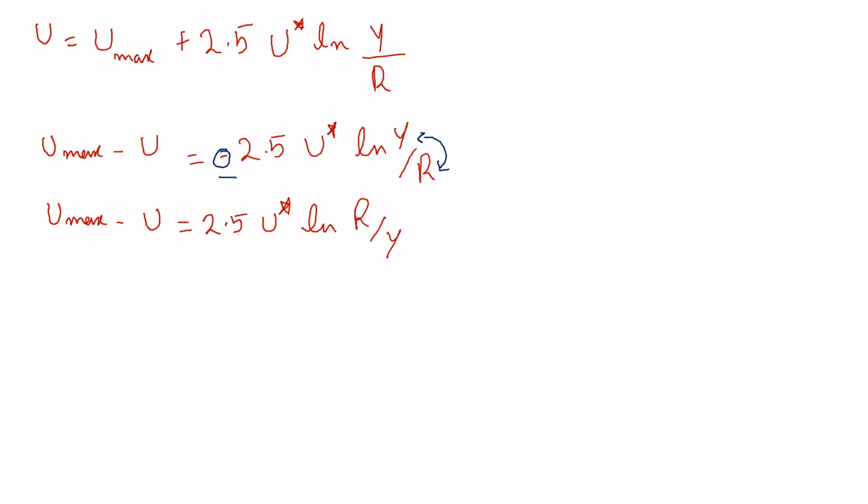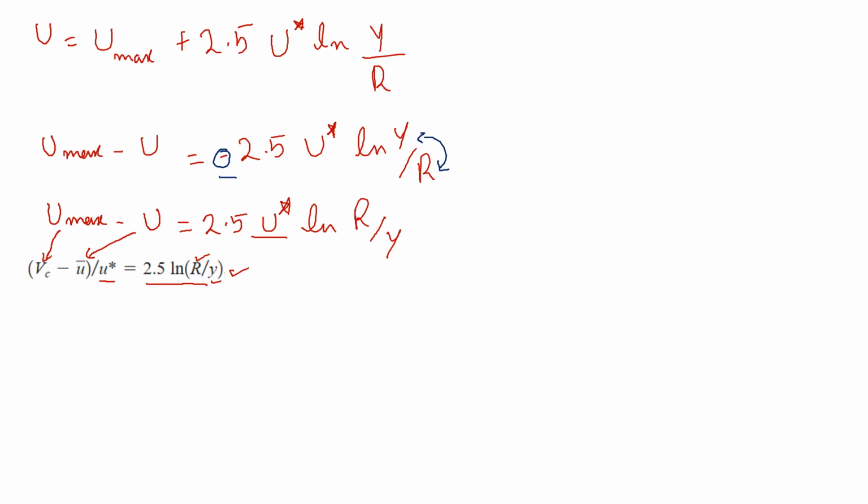So now this is what we came up with, and this is what this equation actually looks like. This is the u maximum, which is the velocity at the center line. This is the u, the mean velocity, and we divide by u star, which is our shear velocity, and the rest is on the right hand side, that is 2.5 natural log of the radius of the pipe divided by the radial distance.